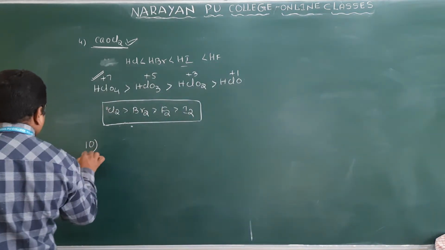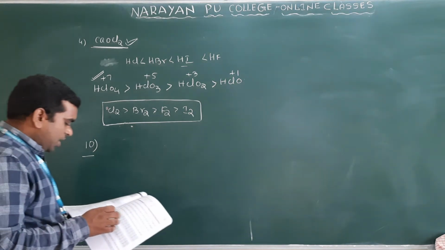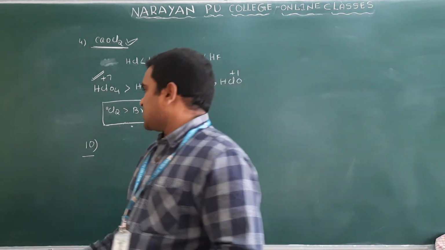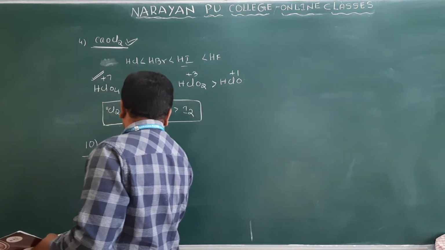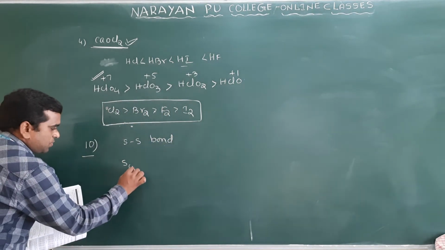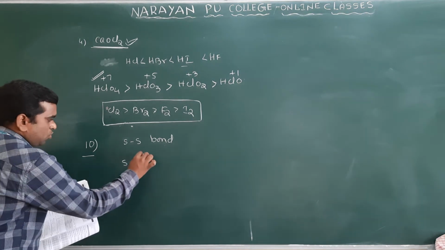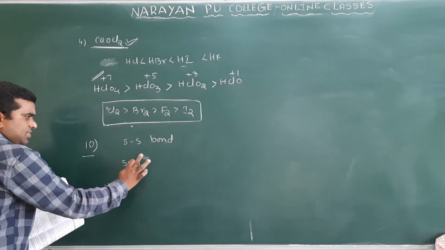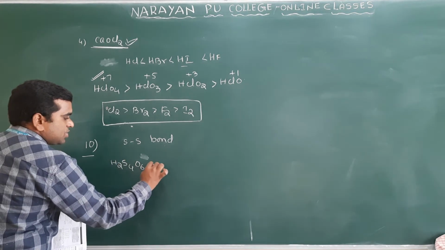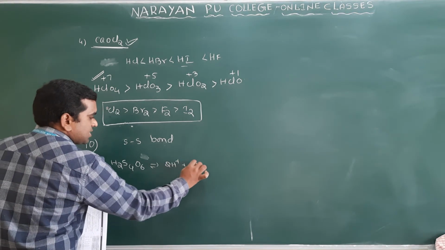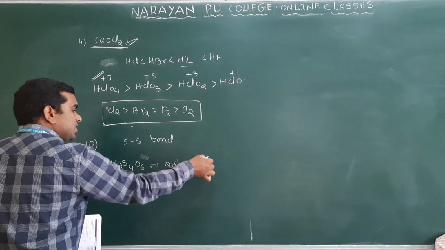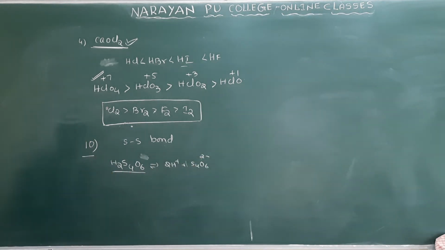Question number 10. In which of the following pairs of ions do both species contain an S-S bond? Which of the compounds has this bond? First one they have mentioned S4O6 2-. 2- means, for our understanding, shall I write H2 here? If 2H+ is removed, then you will get 2H+ and S4O6 2- on dissociation. You may get confused by S4O6 2-, so that's why I have written H2S4O6.